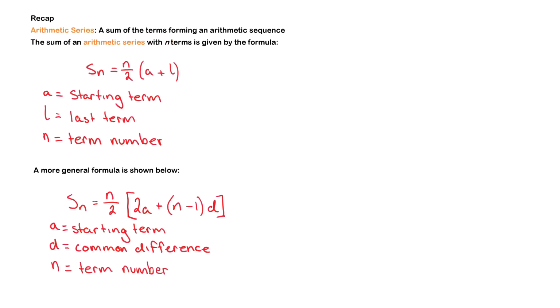Alright, so we'll do a quick recap to finish this video off. Remember, an arithmetic series is just the sum of the terms forming an arithmetic sequence. There's two formulas you need to know. One you can use if you're given the last term. If you're not given the last term, the more general formula is shown below, as you can see on the bottom of the screen. A personal preference is the bottom one. I think it can be applied in more areas, and if you're not told which formula to use, that is the one I would be using.